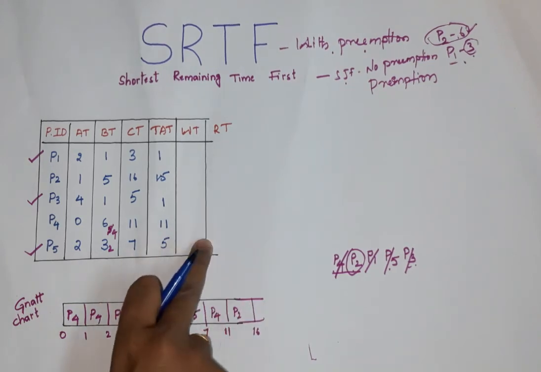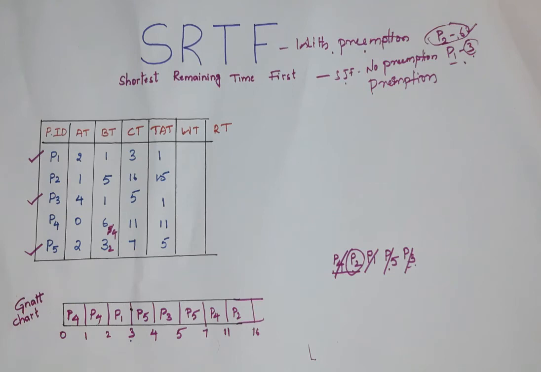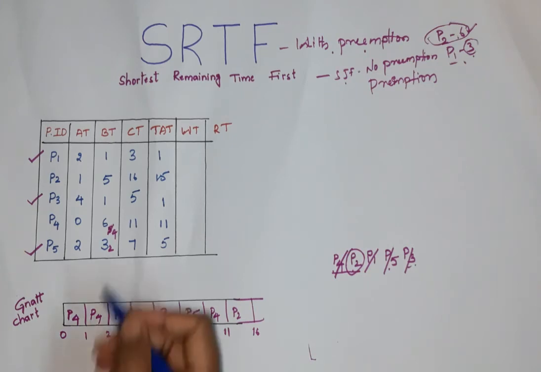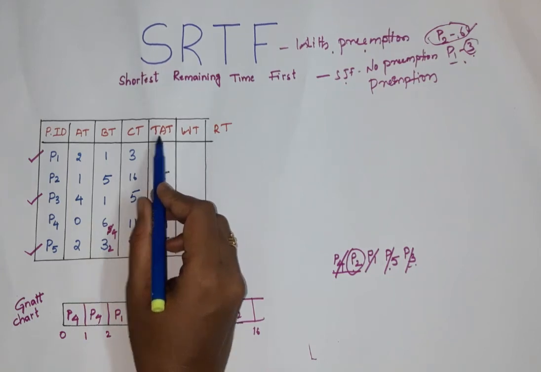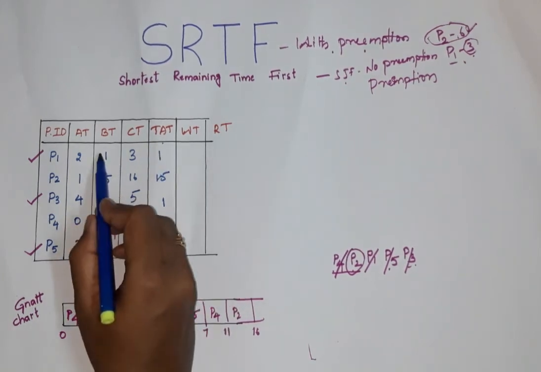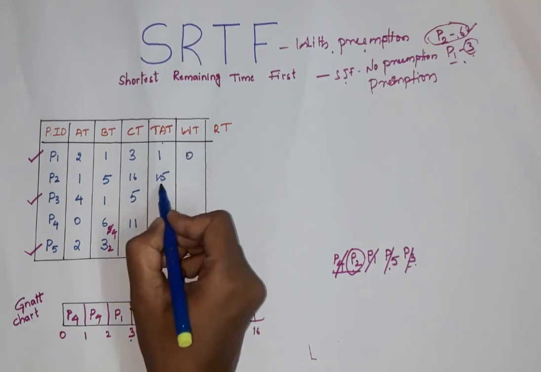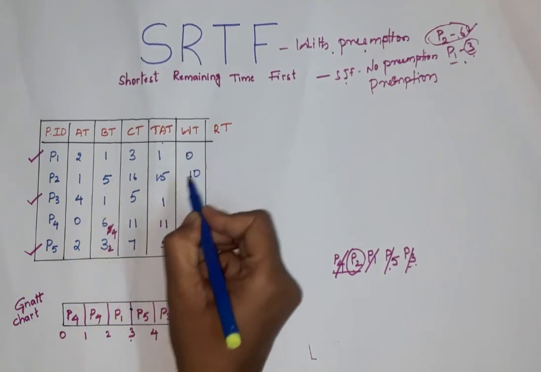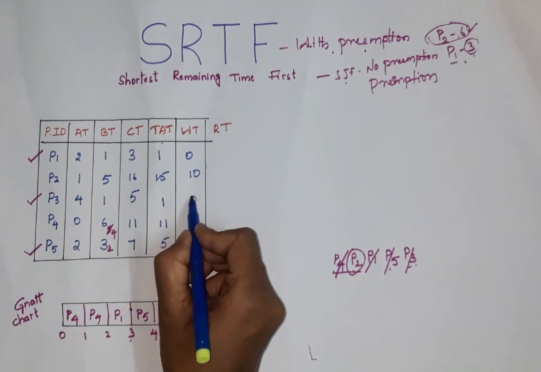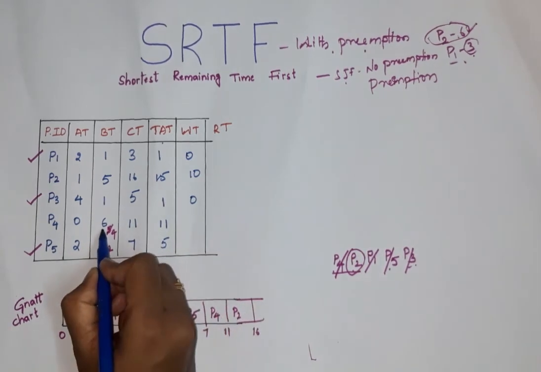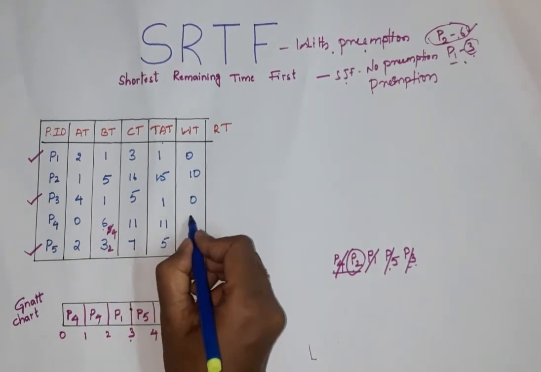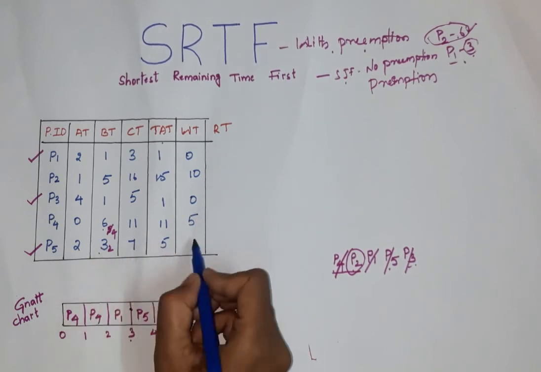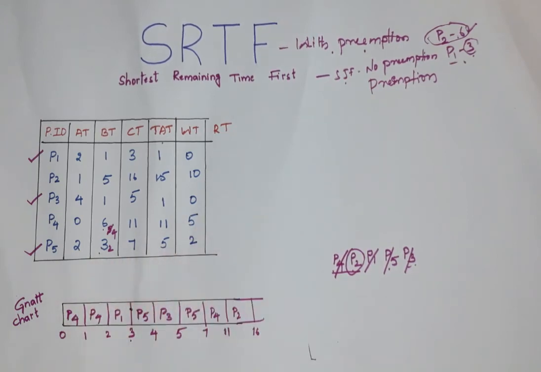And coming to the waiting time, when a process has come into the ready queue and how much time it has waited in the ready queue, that is nothing but waiting time. So what is waiting time? Turnaround time minus burst time. 1 minus 1, 0; 15 minus 5, 10; 1 minus 1, 0; 11 minus 6, 5; 5 minus 3, 2. This is nothing but waiting time.